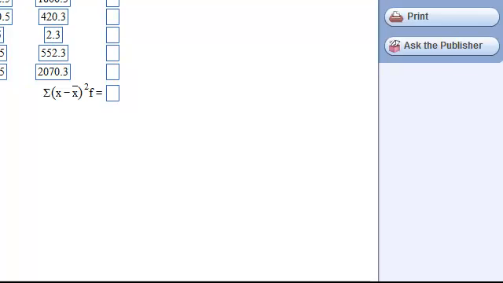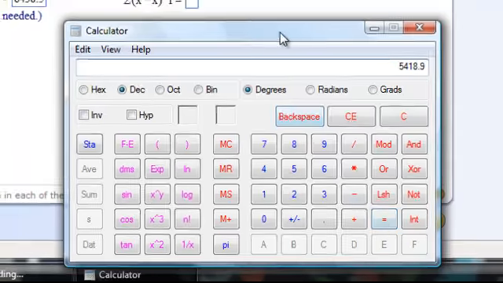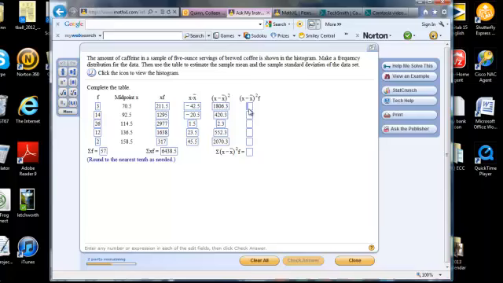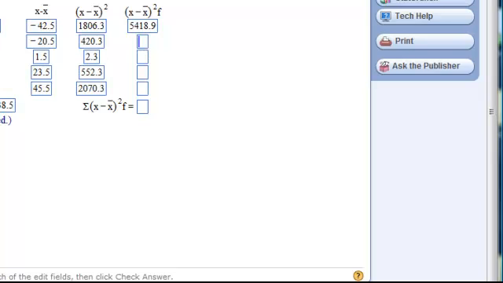Okay, this final column, I'm going to take x minus x bar squared, so this column, times the frequency from the very beginning. So I'm going to do 3 times 1,806.3, which is equal to 5,418.9. And that is rounded for me nicely already to the nearest tenth, so I'm going to leave it. So I'm going to continue that math all the way down. 14 times 420.3 is 5,884.2.